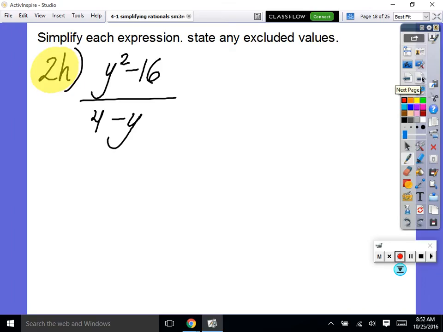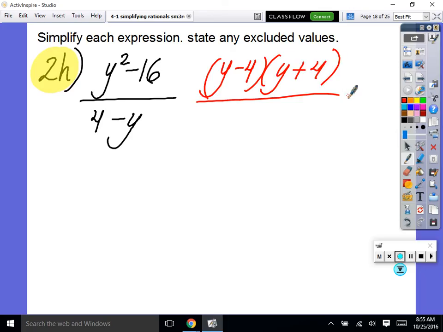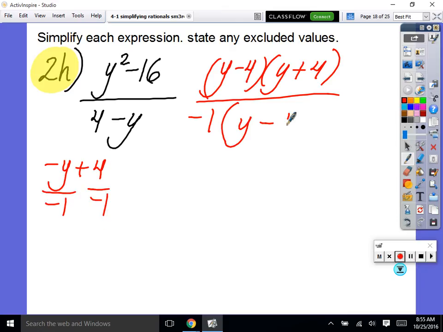Look at the bottom. You would need to reorder that. So you tell me, what is your top factor to be? Okay, were we all able to at least factor that piece? And then what did you do to the bottom? I'm going to go over here. You put it in standard form, so negative y plus 4. So what did that factor to be? Negative 1 parentheses y minus 4. Okay, very good.